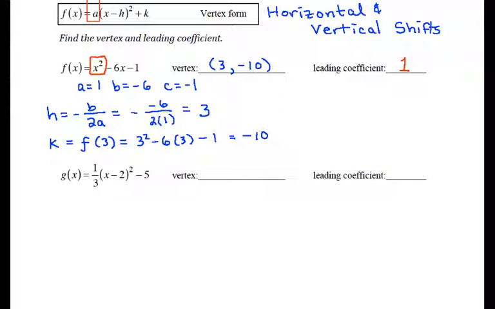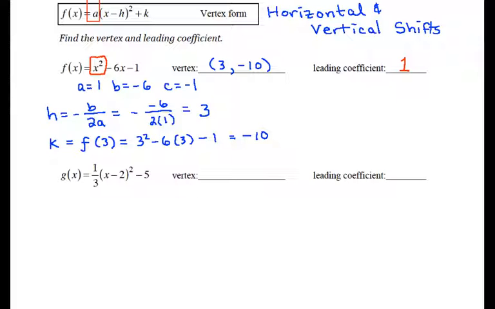Looking at this next example, I can see there is some grouping, and I can see that it does match up to a times x minus h squared plus k. So all I need to do here is identify the transformations. I can choose to match it up with the formula if I want to. That's one way to find the vertex. But you have to have the formula exactly right in your head in order to do that.